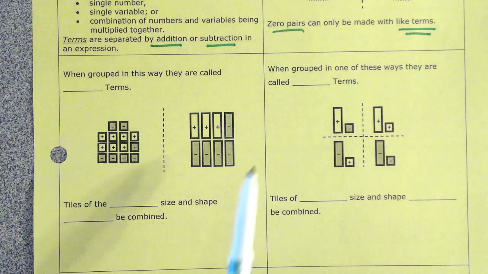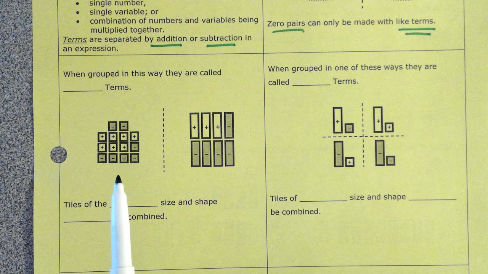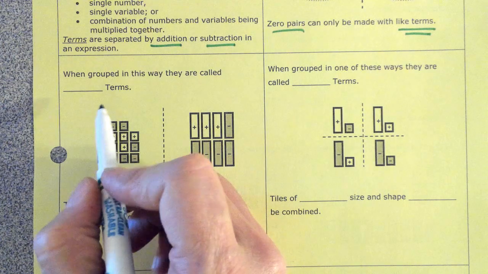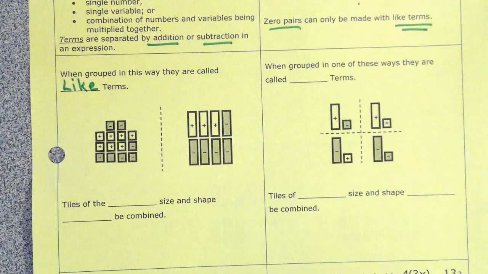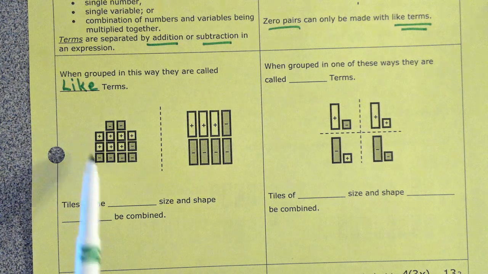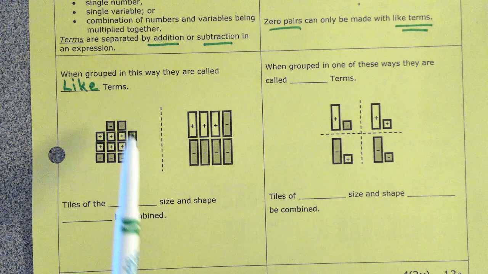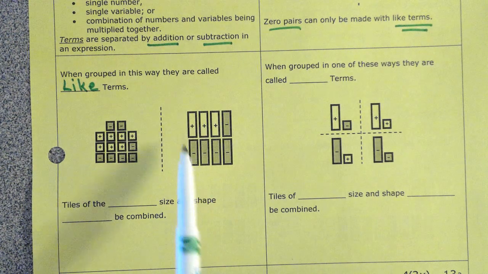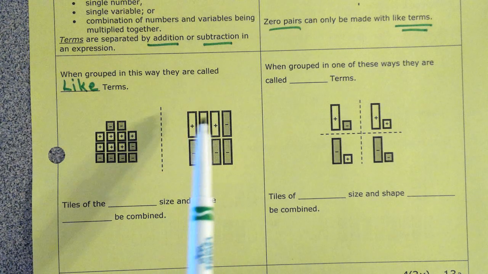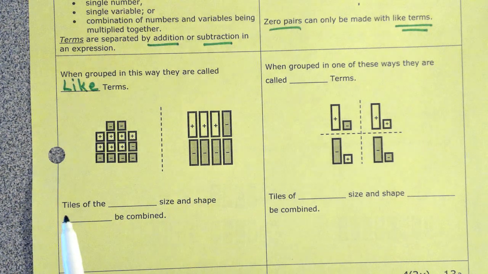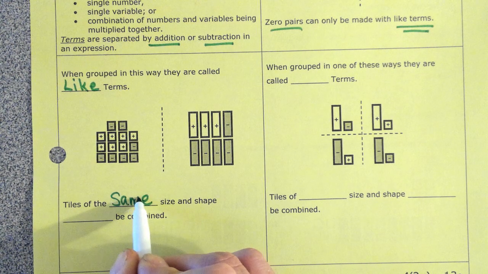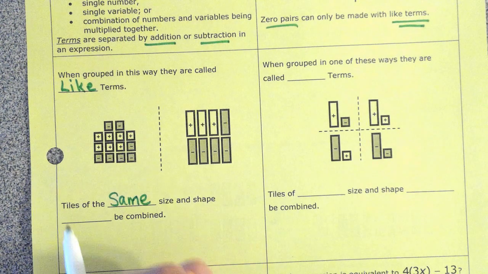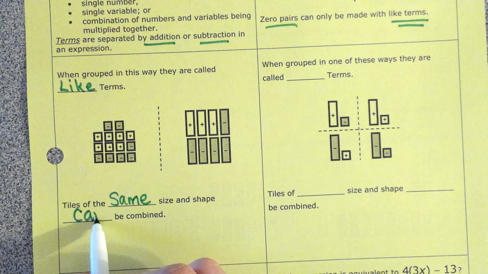Now over here, these are grouped in a way that are called like terms. So fill in that blank with like terms, meaning that these are like each other. These are like the pigs are like the pigs. And over here, these are like each other. The x's, they're like the cows with the cows. And tiles of the same size and shape can be combined.